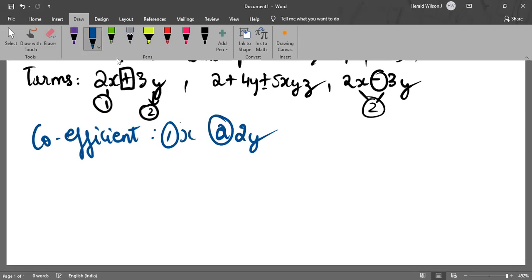2y. If I take 2y, what is the coefficient of y? 2. So this number which is attached to this variable is called the coefficient. It is the number which is multiplied with this variable. If we take 5xyz, what is the coefficient here? Here it is 5. Okay, so that is a coefficient.